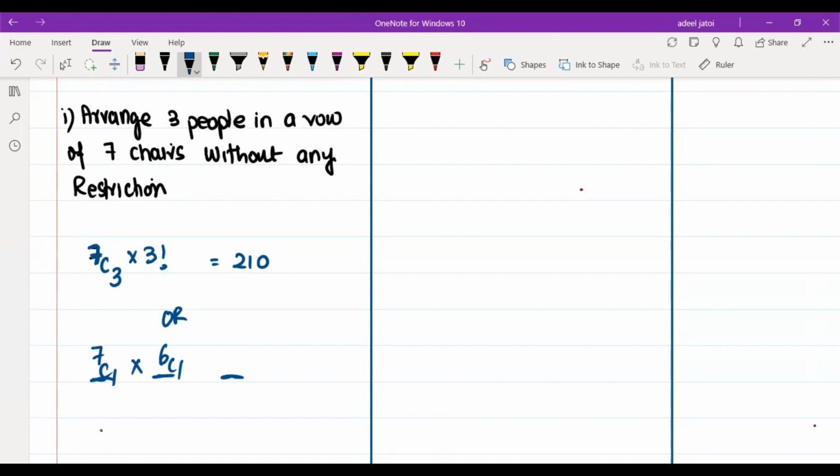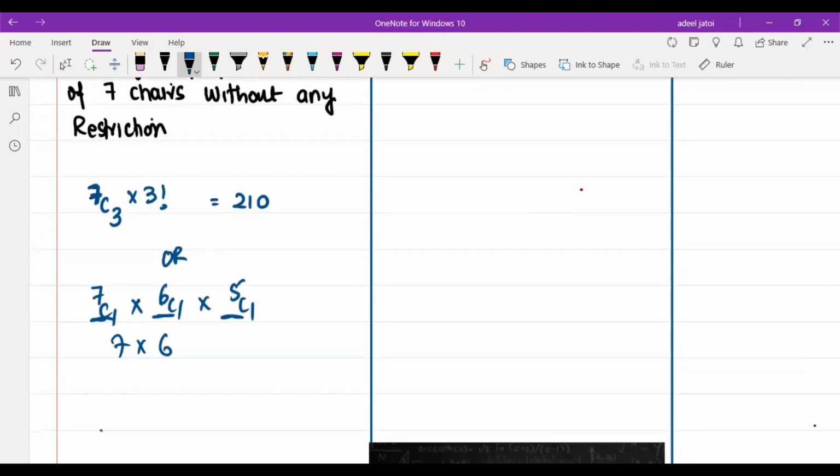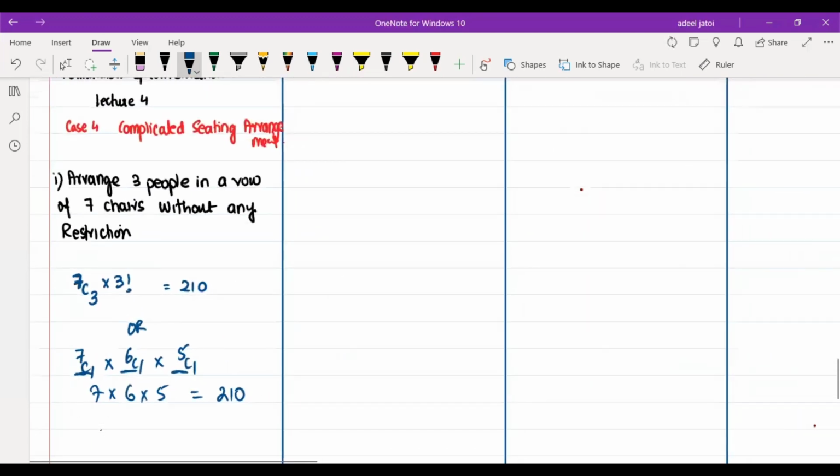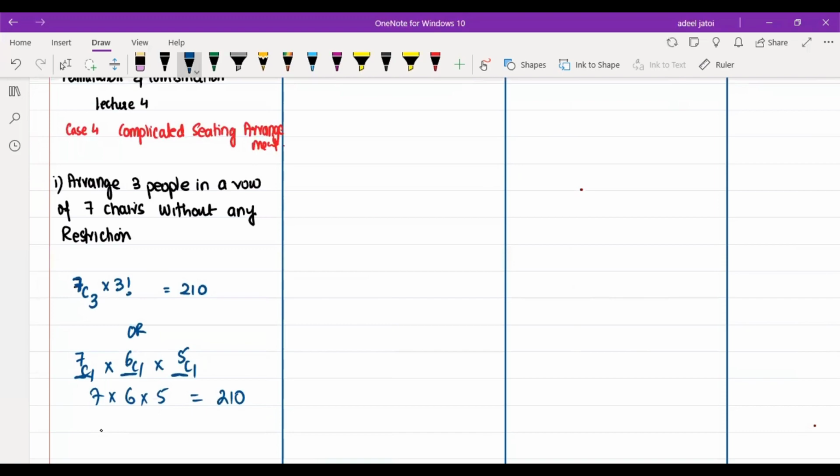And for the third person, obviously when two people are already seated, how many chairs are you remaining with? You are remaining with 5 chairs. And you need to make sure that one person sits down in one of the 5 chairs. So this should be what? 5C1. So this should be 7 into 6 into 5, which will be equal to 210 as well. So this was the first part of case 4, that is complicated seating arrangement.